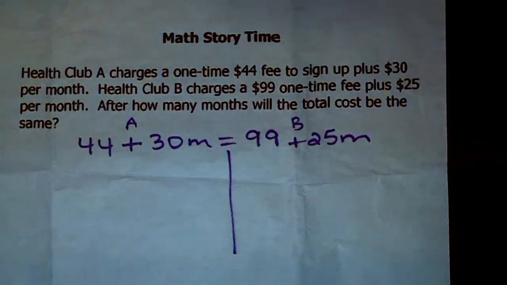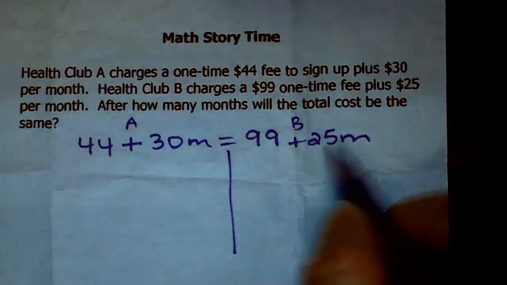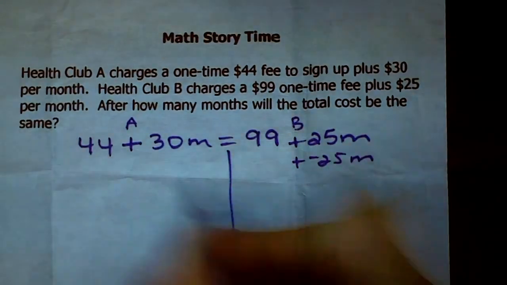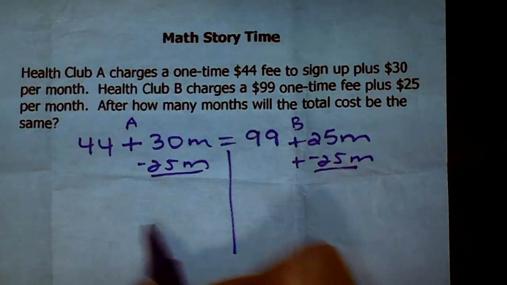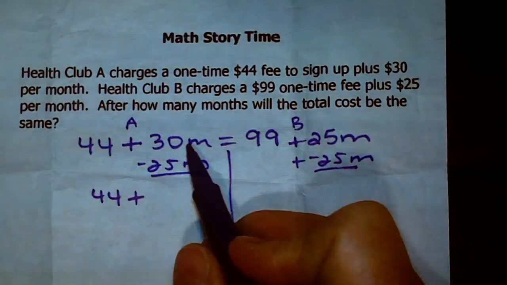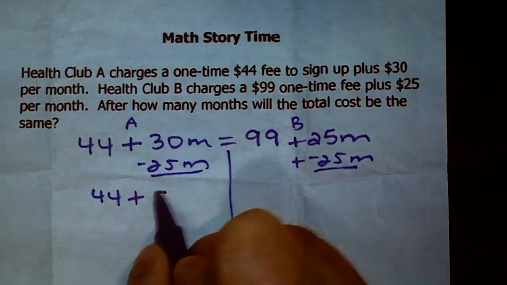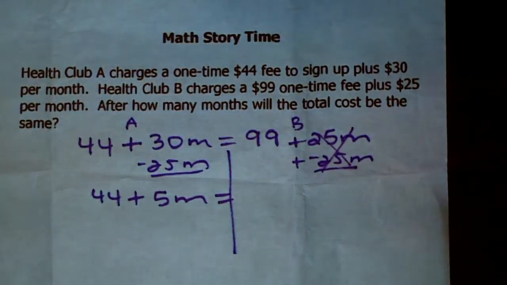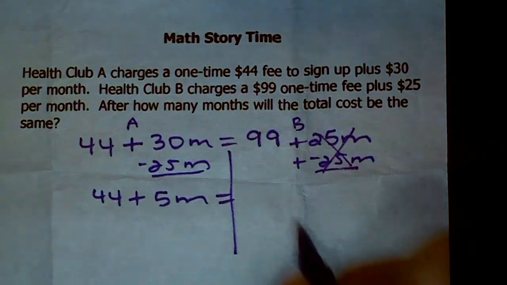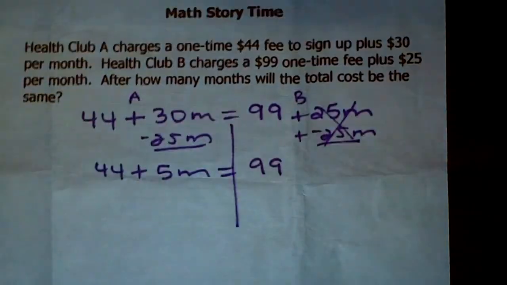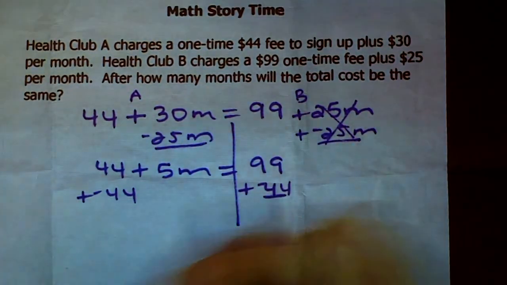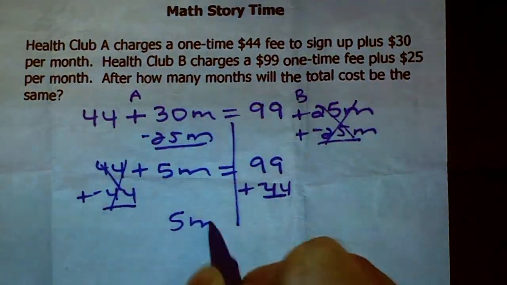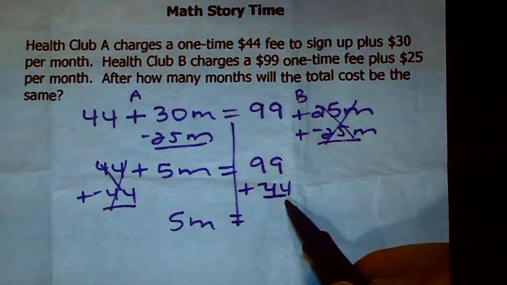There aren't any parentheses, there aren't any like terms, so I'm going to start off by getting all of the variable terms on one side, and I'm going to get rid of this 25m so that I can have a positive coefficient. So over here, I still have this 44. 30m plus negative 25m gives me 5m. Here, the 25's cancel each other out, and I'm left with 99. Now it is a two-stepper. To get rid of this 44, I'll add a negative 44. I'm left with 5m equals, and 99 minus 44 is of course 55.